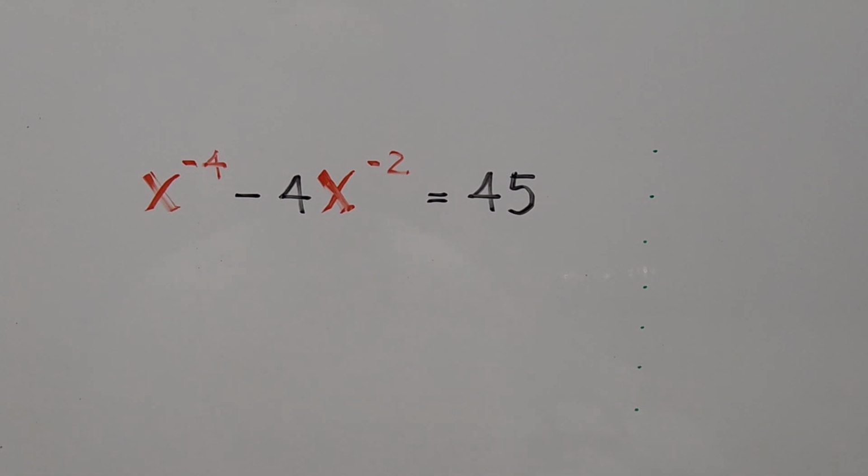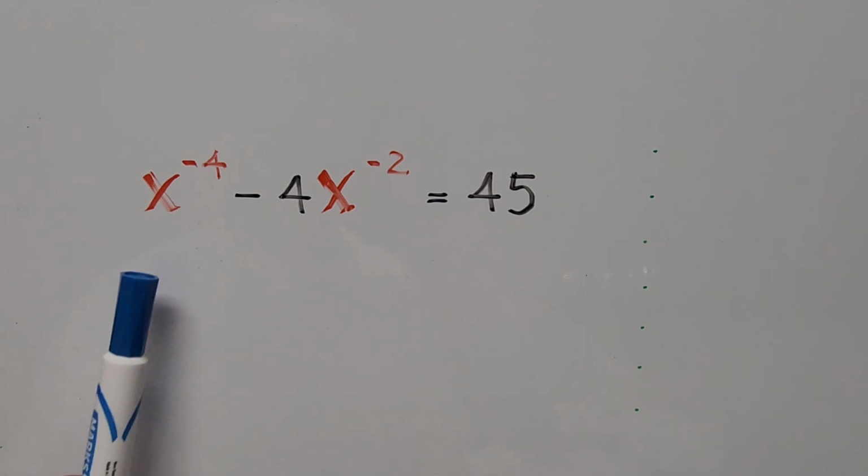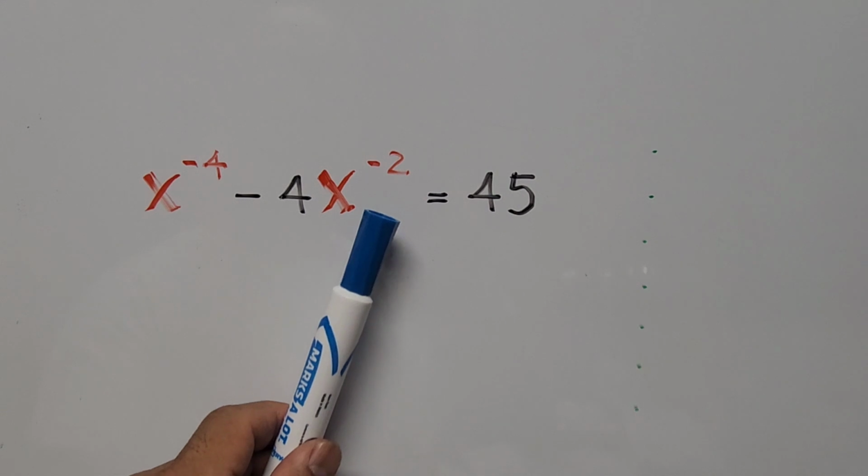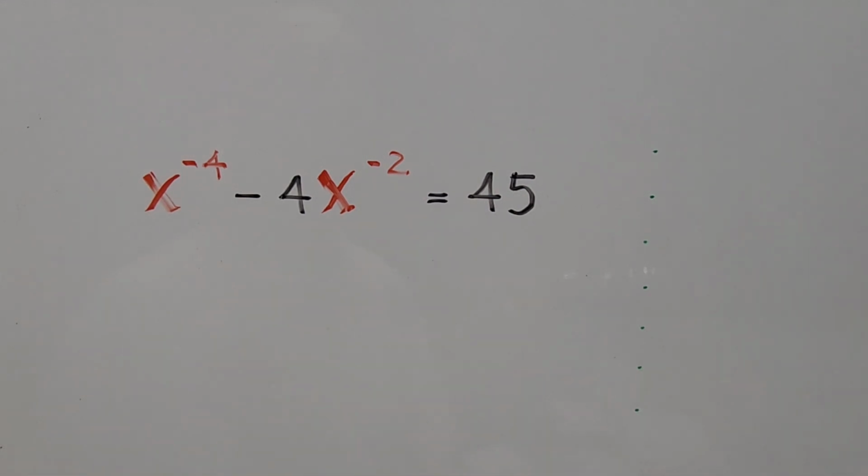We have here a given exponential equation, and if you notice, the exponents are negative. We have x to the exponent negative 4 minus 4 times x to the negative 2 equals 45. And for now, you might be thinking, what in the world are these negative exponents, right? So anyway, for those who would like to take a shot at solving this exponential equation, feel free to pause the video. So now, how do we solve this exponential equation?